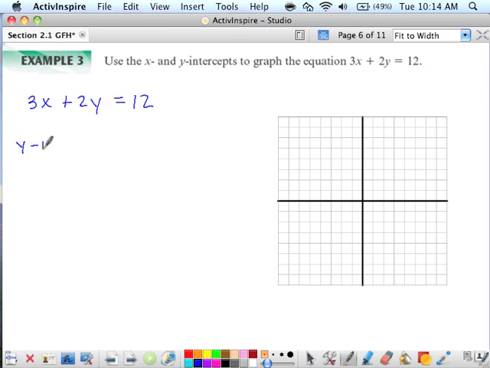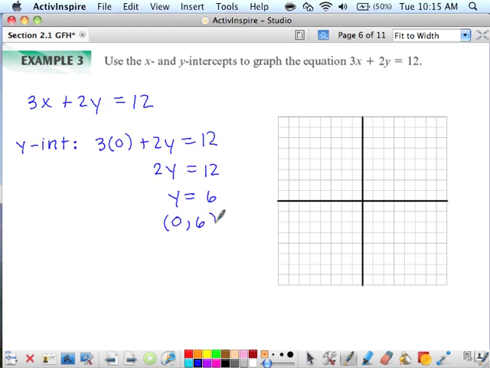To find the y-intercept, we are going to let x be 0. So we'll have 3 times 0 plus 2y equals 12. So that means that I have 0 plus 2y, which is just 2y, equals 12. And the y value of the y-intercept is 6. Sometimes your book calls that little b. So the y value is 6, which means the actual intercept is (0, 6). X is 0, y is 6. So that's one of the points we're going to put on our graph.